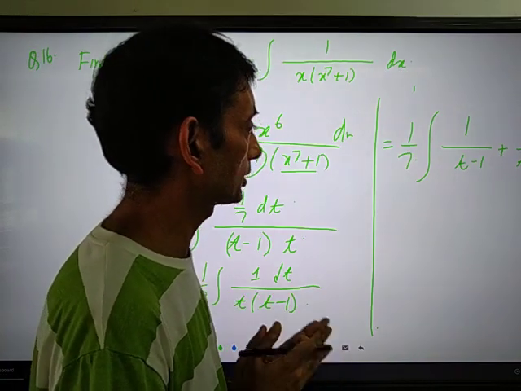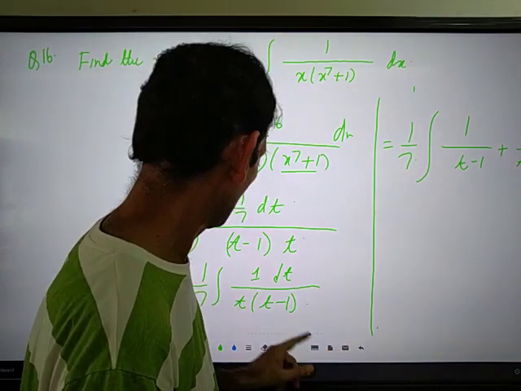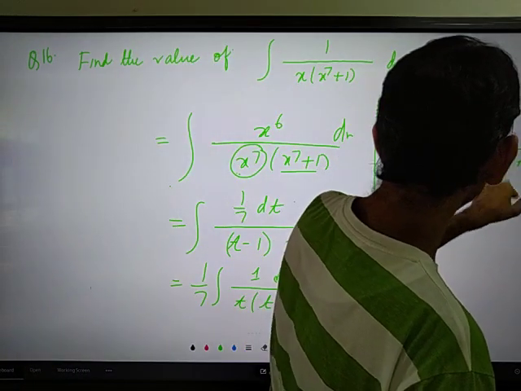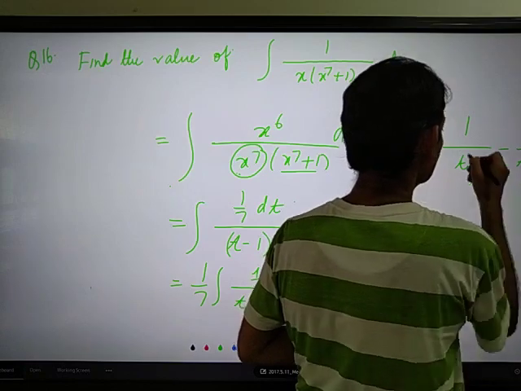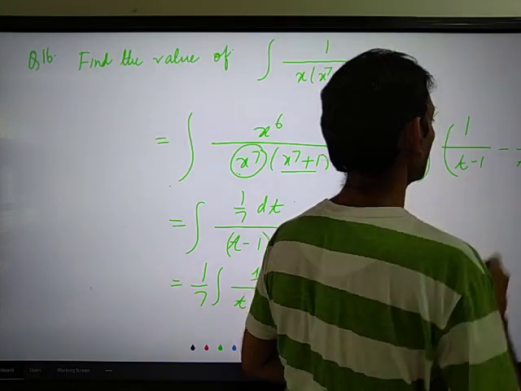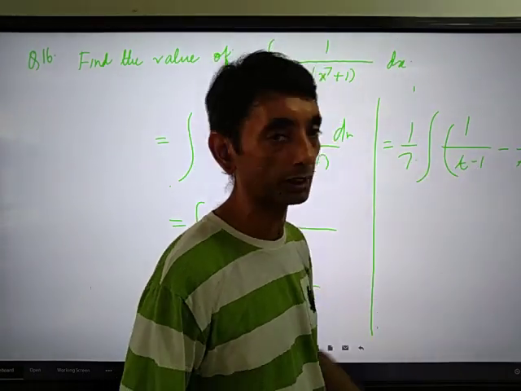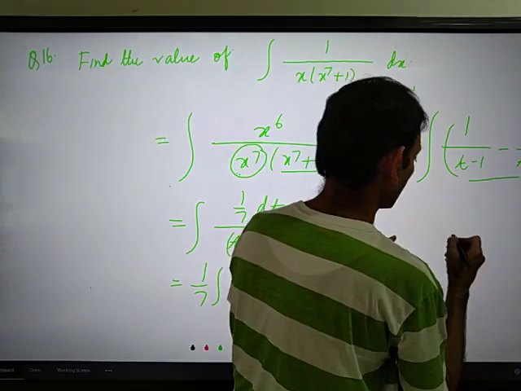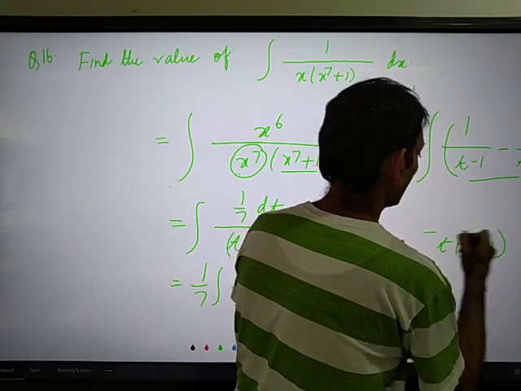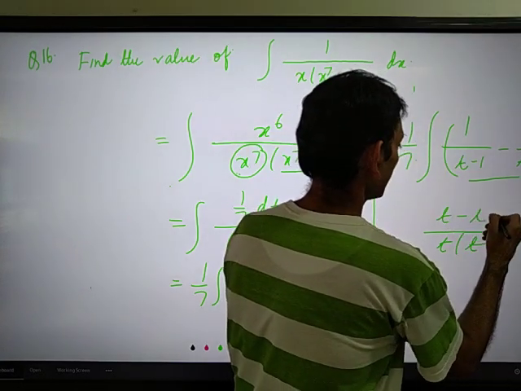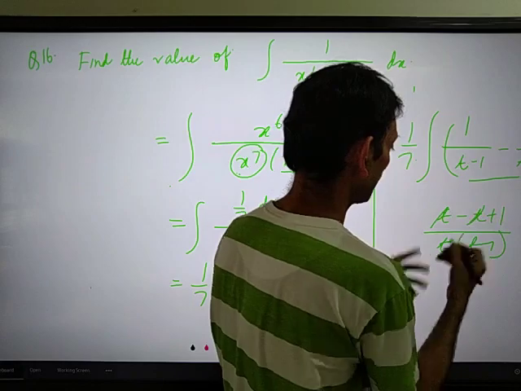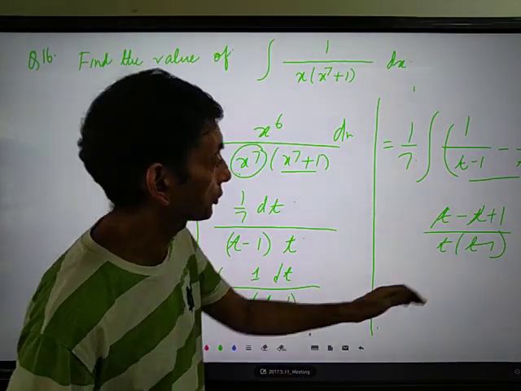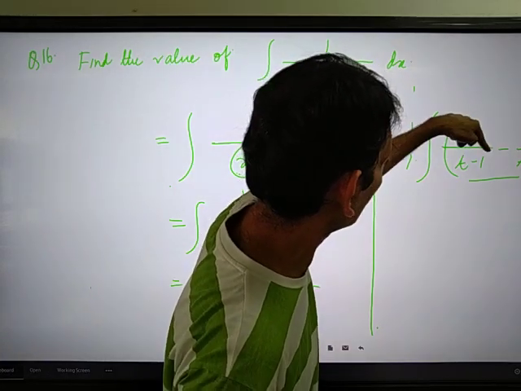The sum of these two functions should be 1 by t into t minus 1. So it has to be minus 1 by t, so that the extra t gets cancelled out. Let's see what we get. If you take the LCM, it's t into t minus 1, and the numerator is t minus t plus 1. So it gets cancelled out, and we get 1 by t into t minus 1. That means 1 by t into t minus 1 can be written as 1 by t minus 1 minus 1 by t.